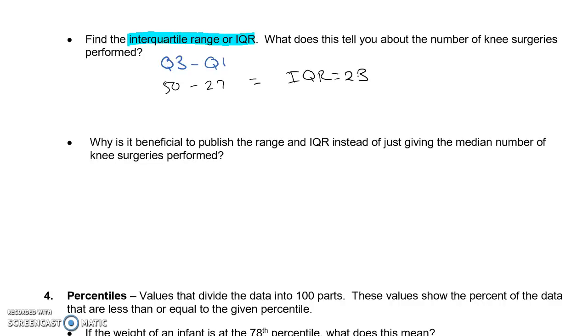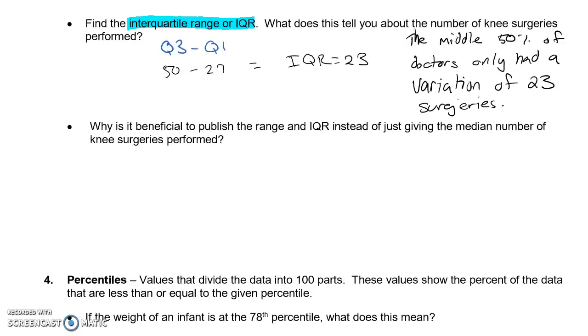What does this tell us about the number of knee surgeries performed? In this case, it means that 50% of the doctors, the middle 50% of the doctors, only had a variation of 23 surgeries. This is significantly less than the range of 66. So if we look at all 15 doctors, there's a range of 66 surgeries, which is pretty significant. But if we look at just the middle 50%, the range is only 23, which is far less significant than the 66.